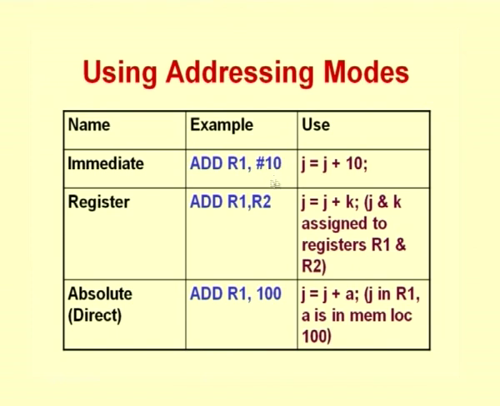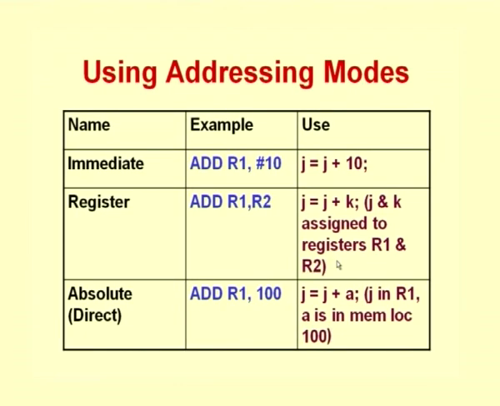So, you can see that the value 10 which is specified here is explicitly coded in as an immediate operand. Okay. Next, similarly register addressing mode, add R1 comma R2. Here, let us say we had an instruction like this, j equal to j plus k. This statement would get translated to this, provided j and k have already been assigned to registers R1 and R2. Assuming that you already loaded the value of j into register R1 and the value of k into register R2, now just a simple add R1 comma R2 would perform this operation.